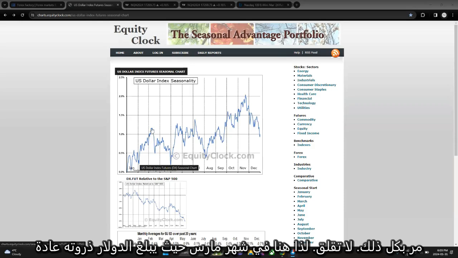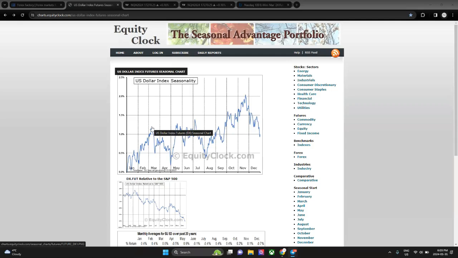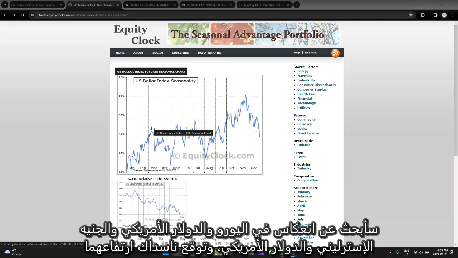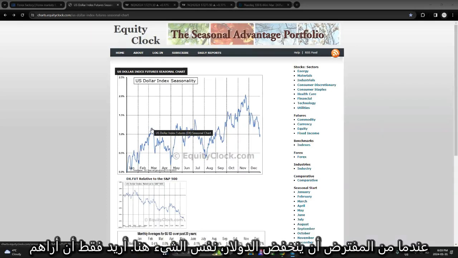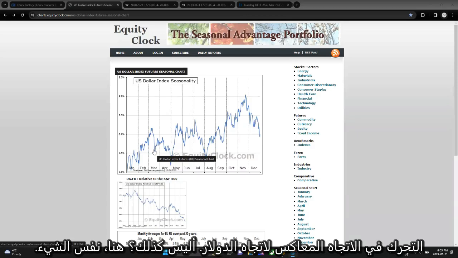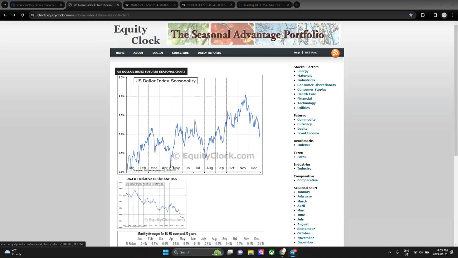So right here in March, where the dollar usually tops, I would be looking for a reversal in EURUSD, GBPUSD, the Nasdaq. Expect them to go higher when the dollar is supposed to go lower. Same thing here. I just want to see them moving in the opposite direction of where the dollar is going, right? Here, same thing.